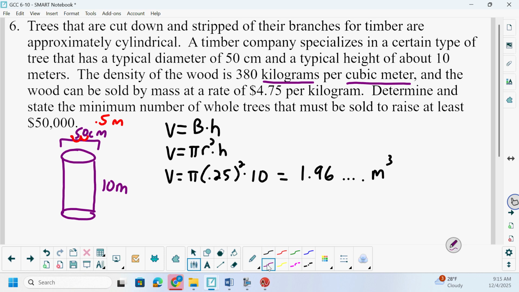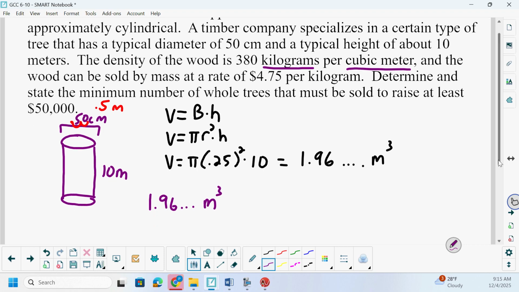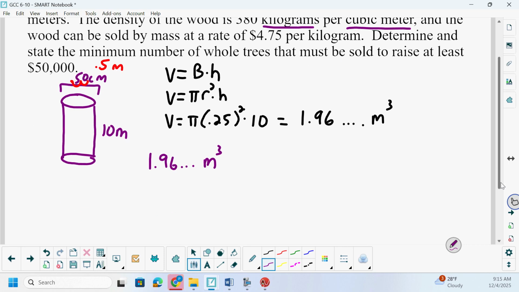Eventually we need to get this into a dollars amount. So we're going to have some converting to do. Let's start with that 1.96 dot dot dot meters cubed. The dot dot dot signifies that you are keeping the number out to the greatest extent in your calculator, and we want to keep that. You should never be rounding intermediate answers.